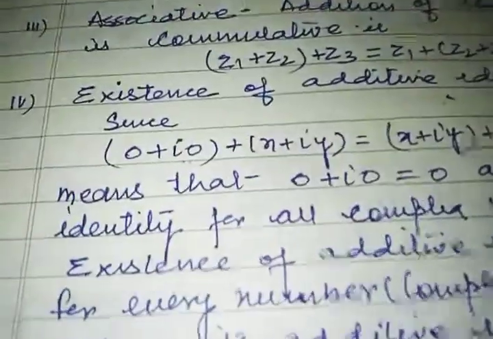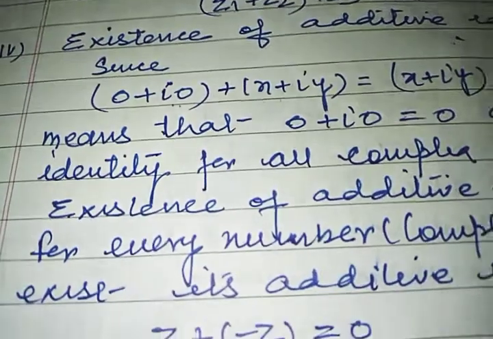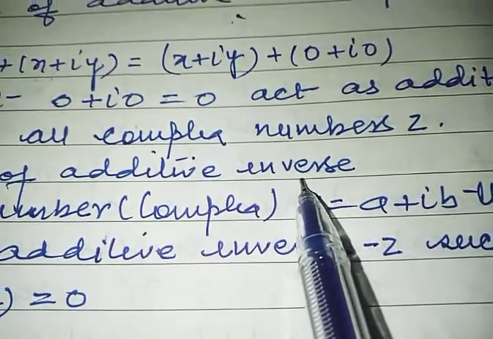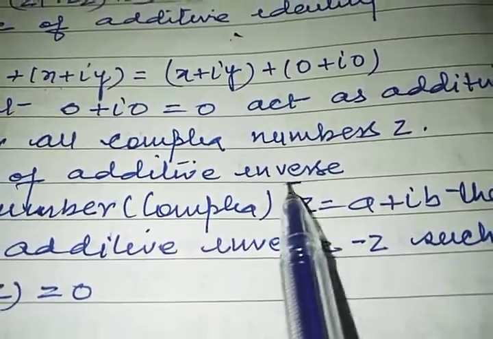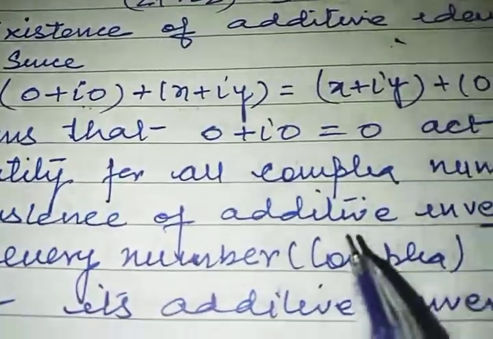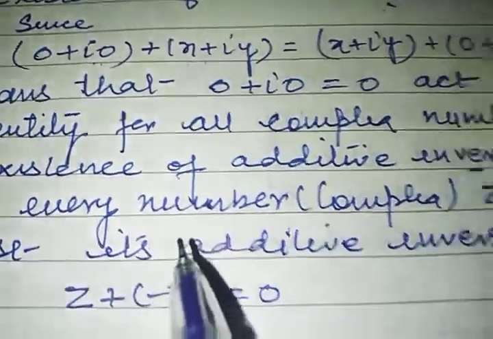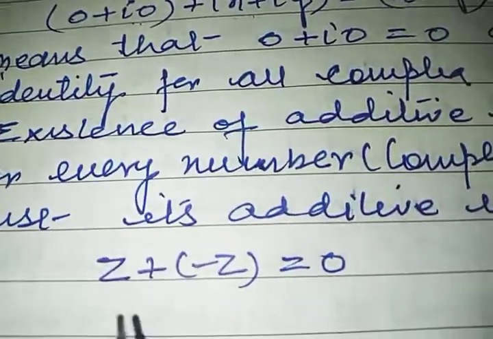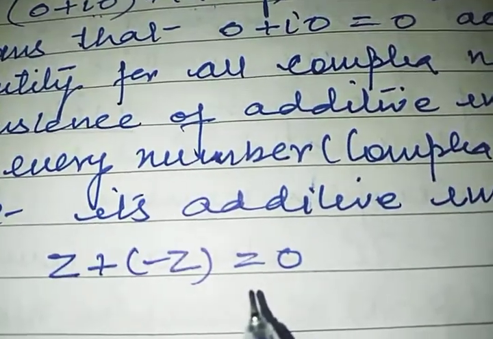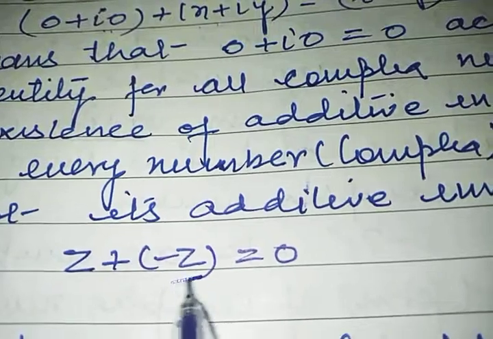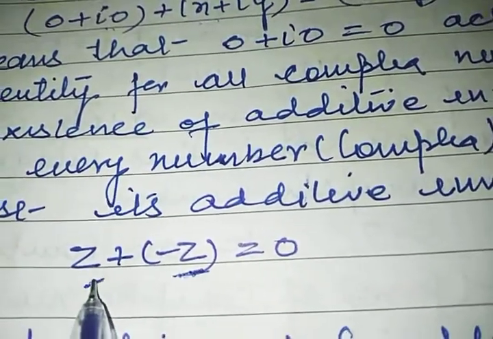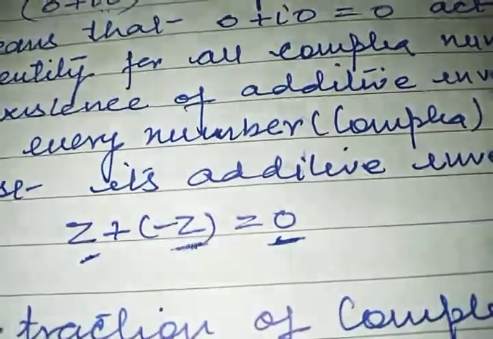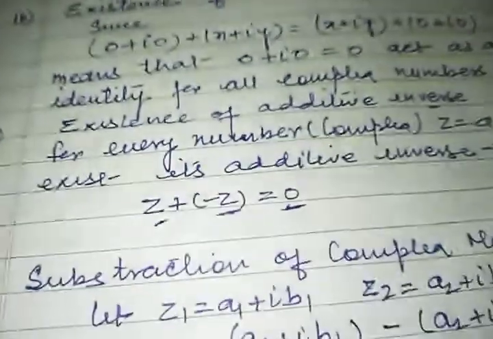Then next is the existence of additive inverse. It exists in real numbers also, and you also tell me by WhatsApp. So what is the existence of additive inverse? Every number z has its additive inverse minus z, such that z plus minus z is equal to 0. So here minus z will be the additive inverse of z: the number which, on adding to any number, gives the additive identity.